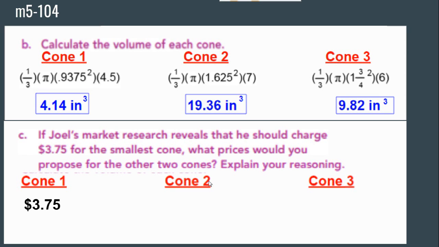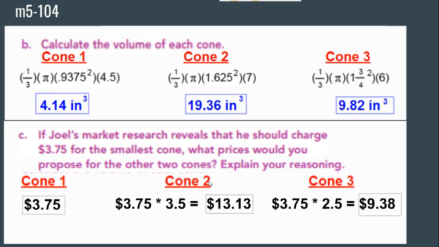All right, go ahead and share. So let's see how we did. So I'm going to show you what I came up with. So I noticed that cone 2 was about 3.5 times as big as cone 1. And I just took that by the whole number 4. So 4 times 3 was 16. So it's about 3.5 of those, maybe a little bit more. So I just multiplied $3.75 times 3.5, because it's about 3.5 times, and I got $13.13.